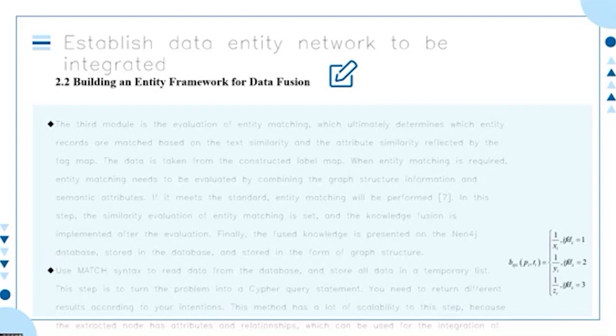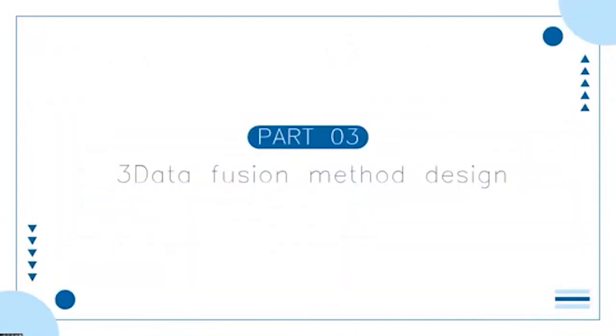This step is to turn the problems into a cipher cross-statement. You need to return different results according to your intentions. This method has a lot of scalabilities to this step because Node has attributes and relationships which can be used for the integration. And the third part is the data fusion method design.